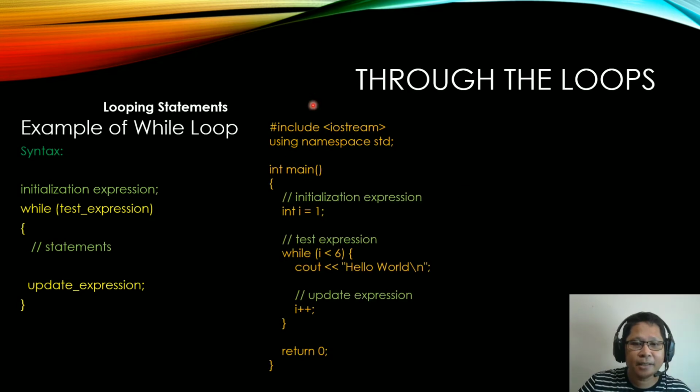I think I have another example here. So this is the initialization, the test expression, and the update expression. So the condition here states that I is less than 6. So the value of I, which is 1, will be incremented by 1 until it reaches 5. Okay, so when we execute the body, which is cout hello world, the program will print hello world 5 times.